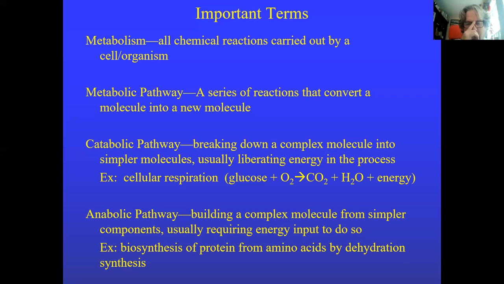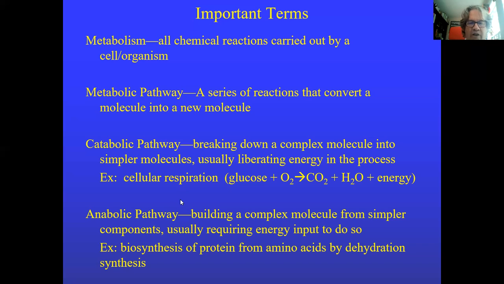There are two main types of pathways you should be aware of. A catabolic pathway is simply the process of breaking down a complex molecule into simpler molecules, and often, not always, those are processes that liberate energy. Cellular respiration, aerobic respiration, is a process of taking glucose and oxygen and carrying out a series of catabolic reactions, which break it down into CO2 and water. This isn't stoichiometrically balanced here, but you release energy from that. So that's a catabolic pathway.